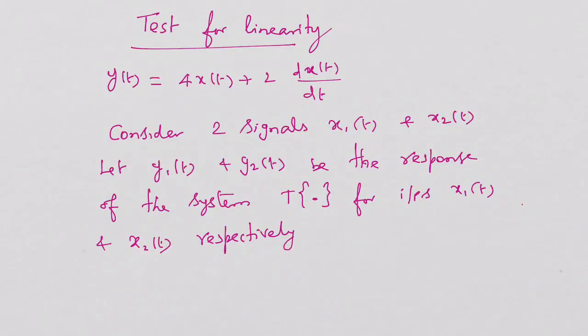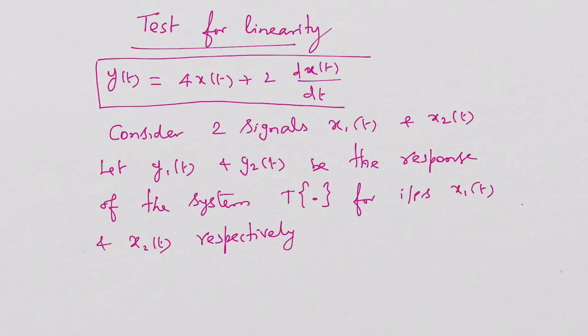Hello everyone, good evening. Let's work on the problems of identifying whether the system is linear or not in this video lecture also. Given a system y of t is equal to 4 into x of t plus 2 into d by dt of x of t, we are going to check whether the system is linear or not, for which we need to consider two signals x1 of t and x2 of t.